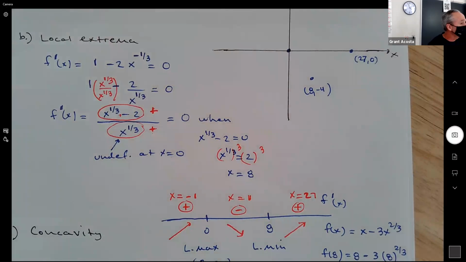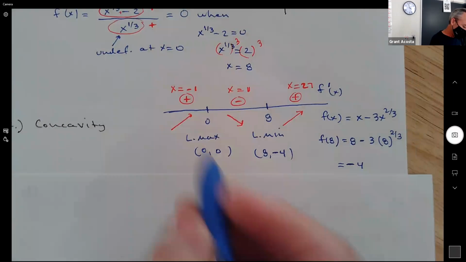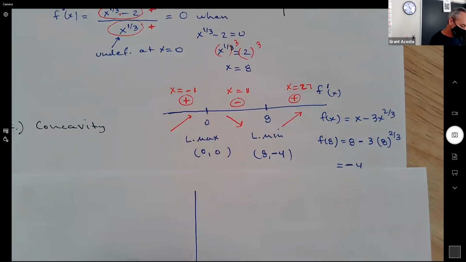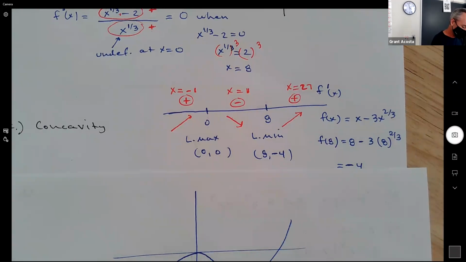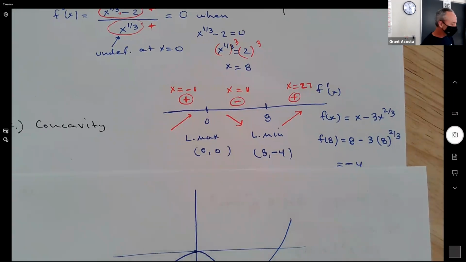So don't write this down. You're at home. Don't write this down. Okay. We have it increasing, decreasing, and then increasing. Why can the graph not look like this? This point was (8, -4), and this was (0, 0). Why? Who knows why it cannot?